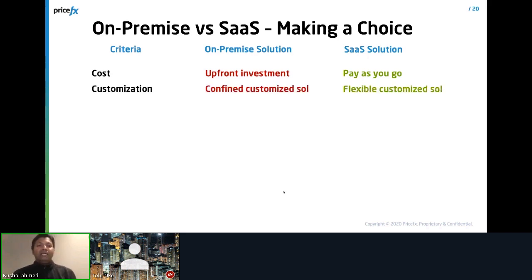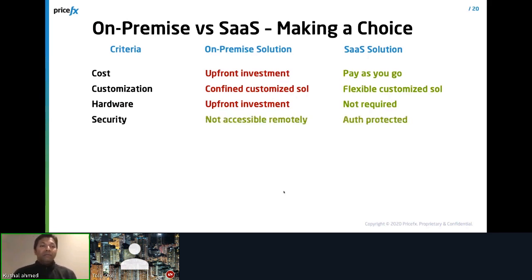For customization, both solutions are going to offer you a customized solution. The problem for on-premise is that it is going to be confined because it is within a local environment. For SaaS solution, it's going to be a flexible, customized solution. For hardware investment, very easy. For on-premise, it's going to have upfront investment. For SaaS solution, you are not going to have any upfront investment for hardware.